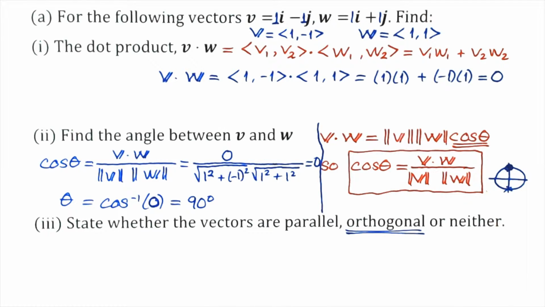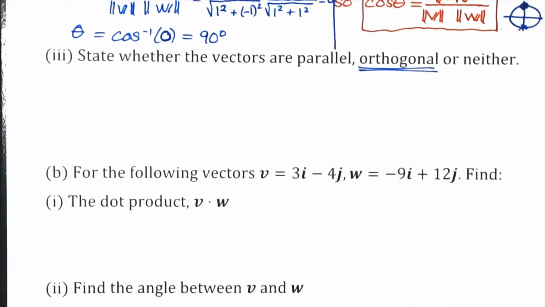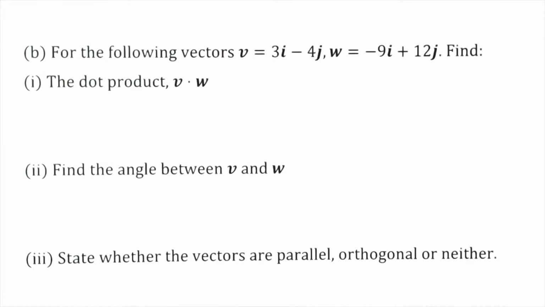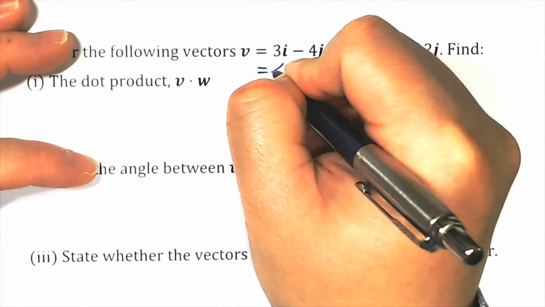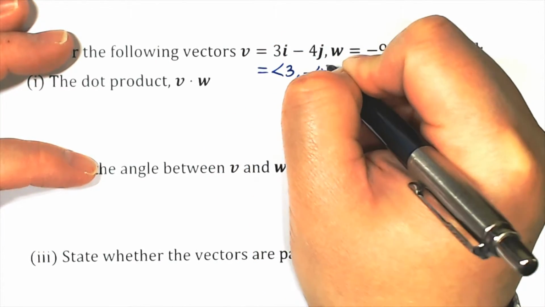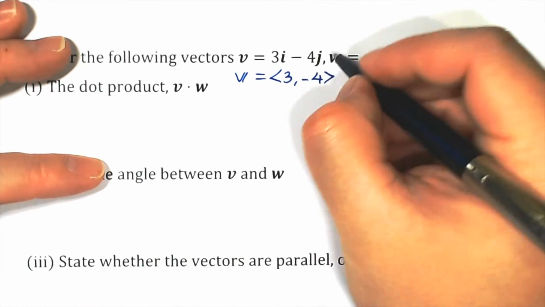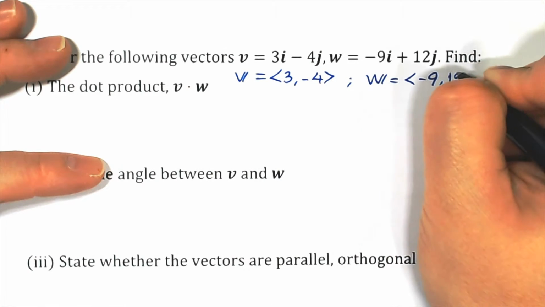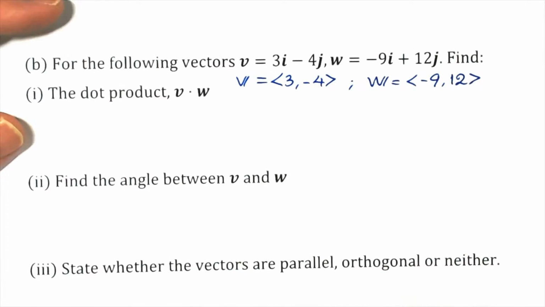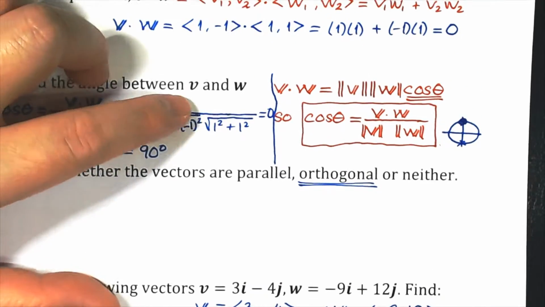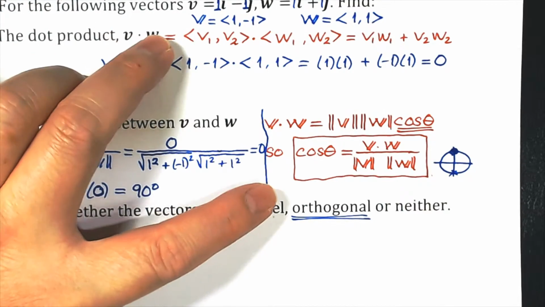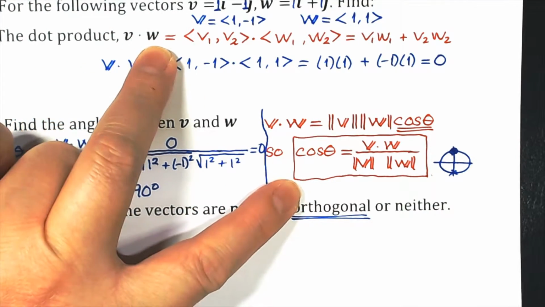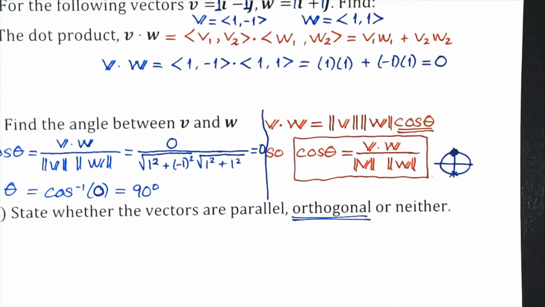We do pretty much the same thing, but this time we have different vectors. So first, again we write the vector v as 3, comma negative 4. That is the vector v, and the vector w is negative 9 and 12. So the formula for the dot product is this, and the angle between two vectors is this. I'm not going to write that out again.